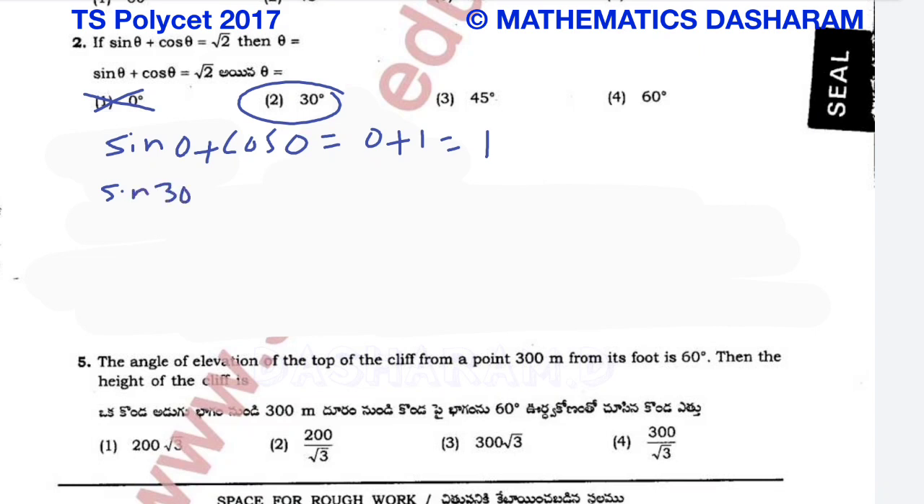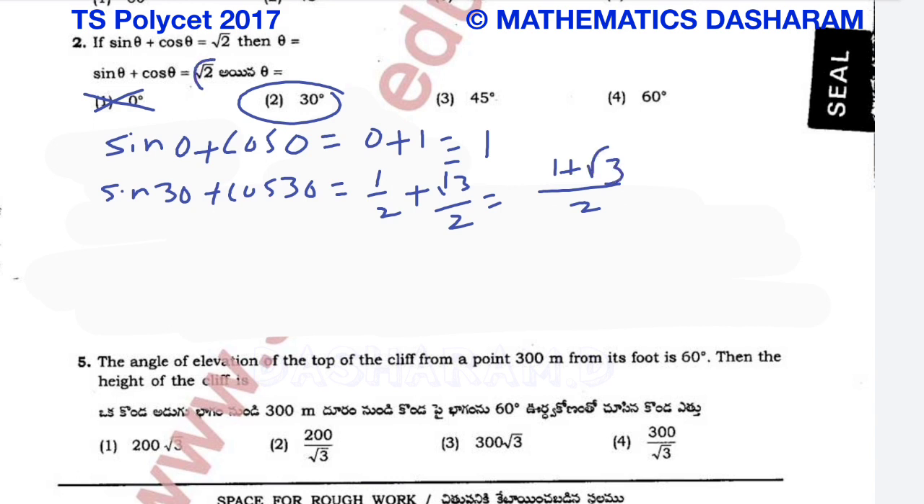Next, substitute 30 degrees. Sin 30 plus cos 30. Sin 30 is 1 by 2. Cos 30 is root 3 by 2. Here the denominators are the same, so 1 plus root 3, but the given is root 2. So option 2 is also wrong.